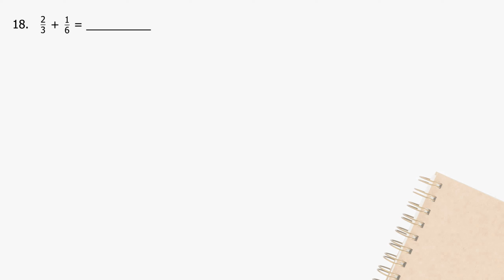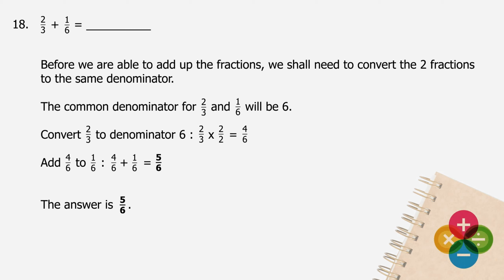Question 18. 2/3 plus 1/6 is equal to. Before we are able to add up the fractions, we shall need to convert the two fractions to the same denominator. The common denominator for 2/3 and 1/6 will be 6. Convert 2/3 to denominator 6 will be multiply 2/3 by 2, and the product is 4/6. Add 4/6 to 1/6, and the sum is 5/6. The answer is 5/6.